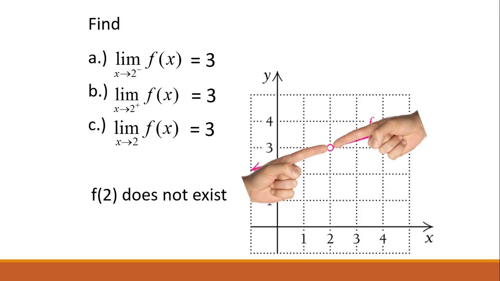Now think about the fact that f of 2 does not exist on this graph. There is no point on this graph that has an x-coordinate of 2. We still have a limit as x approaches 2, but we do not have a point that has an x-coordinate of 2.